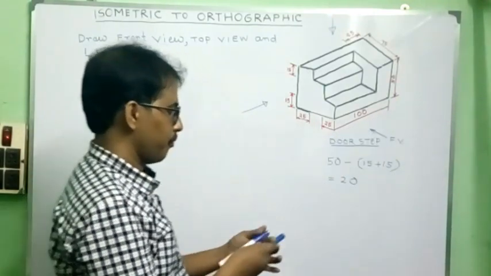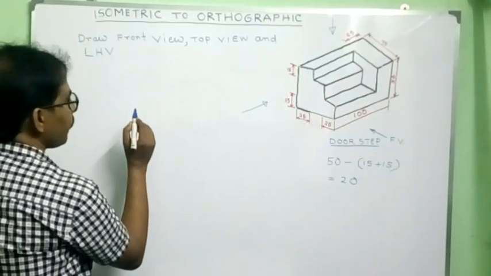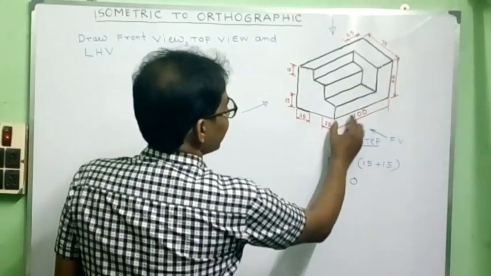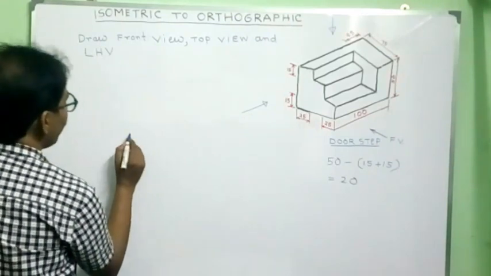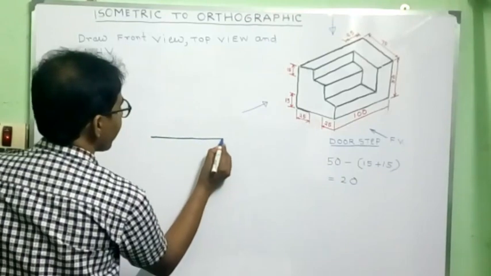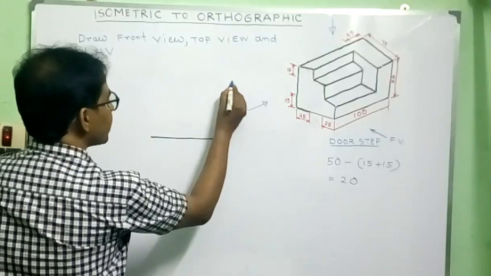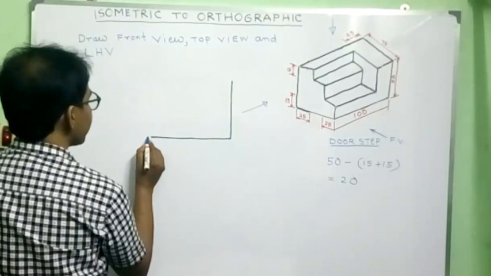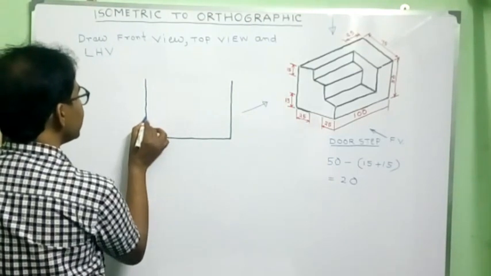First we draw the front view. First we draw this rectangle. This rectangle is 100 by 50. This is 100. Vertical line is 50.